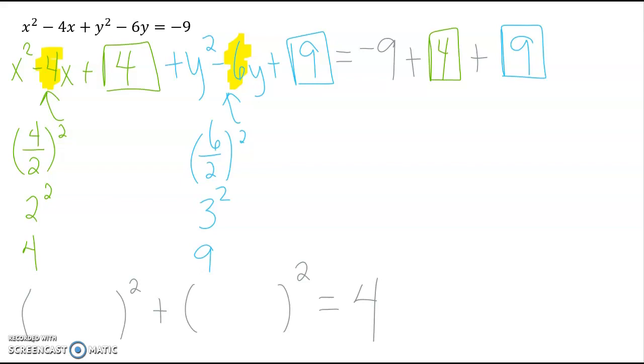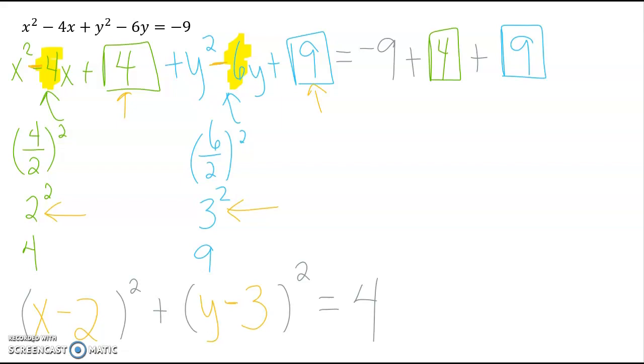Now to figure out what goes in those parentheses, well, I've got an x and a y. I'm going to look at this sign here, minus, and then what number squared gives me 4? Well, it's right there, 2. Same thing here, look at this symbol, got another minus. What number squared gives me 9? Right there is 3. So we rewrote the equation of our circle in standard form using completing the square. Our equation is x minus 2 squared plus y minus 3 squared equals 4.